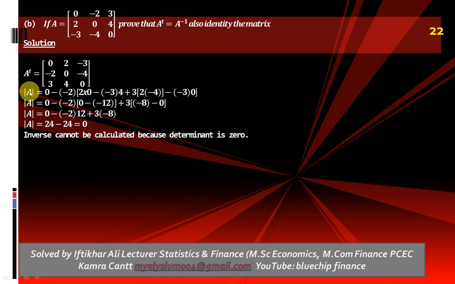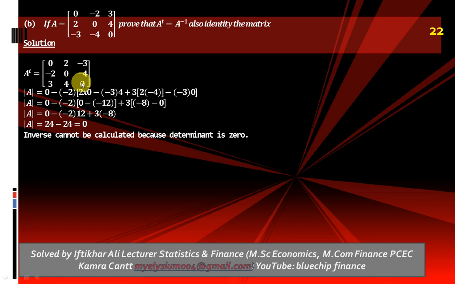Because determinant is needed to calculate the A inverse. A inverse is equal to adjoint of A divided by A determinant. I prefer that you calculate A determinant first, because if A determinant is 0, it cannot be further calculated, because A inverse is equal to adjoint divided by determinant. So if determinant is 0, then all the matrix is 0.